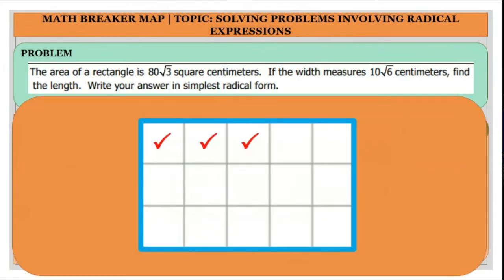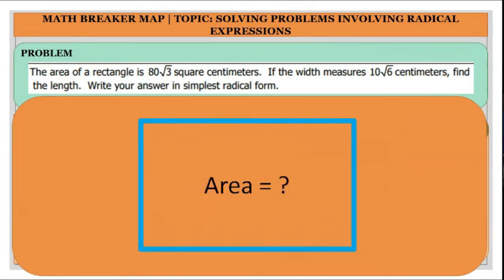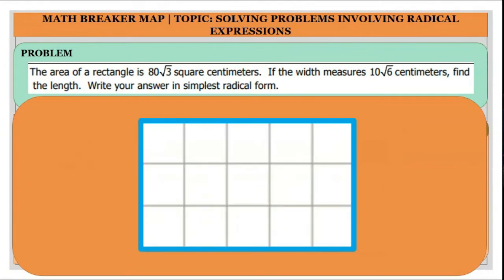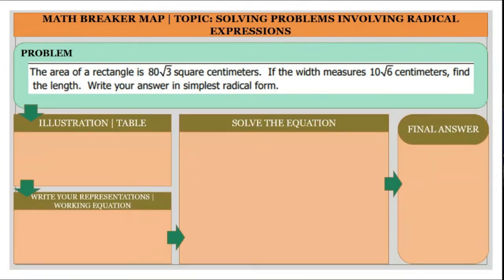The area of a rectangle is 80 square root of 3 square centimeters. If the width measures 10 square root of 6 centimeters, find the length. Write your answer in simplest radical form. We will be using a Mac Baker map again to solve the problem.